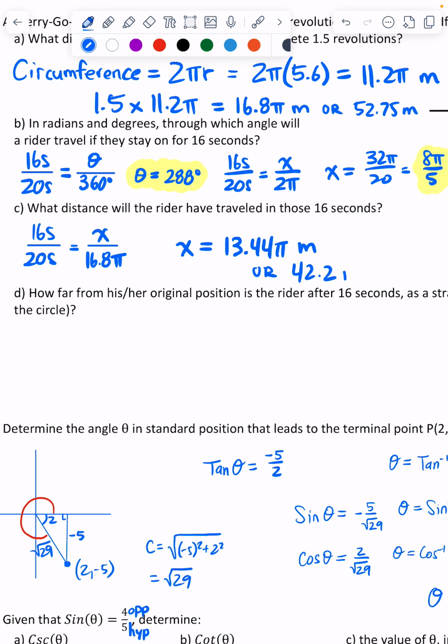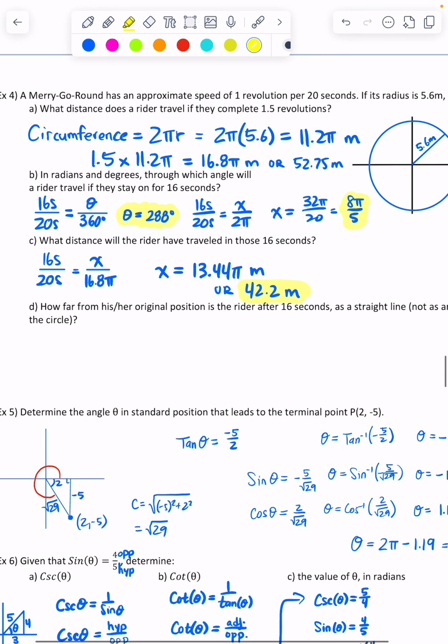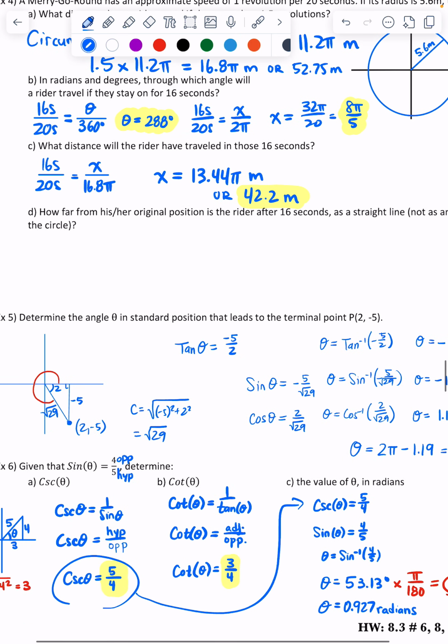And I like that as an answer. Again, just making things work out in my mind, because I know that the full distance around the circle is 52 meters, and I've gone about 3/4 of a circle, and so 42 seems like an accurate number for how far I've traveled.